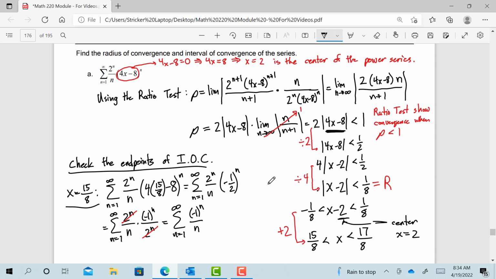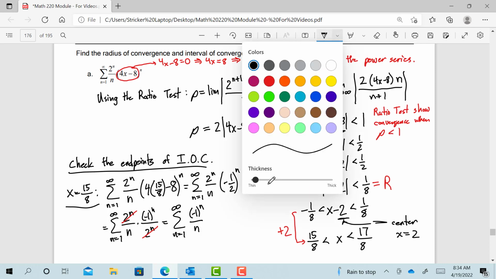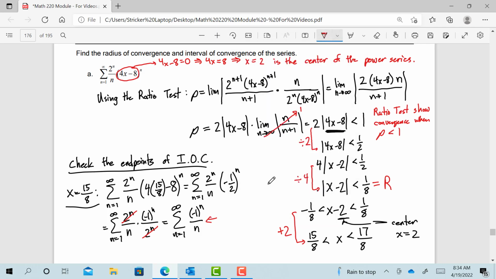Do you recognize the series here? This is one of the ones I asked you to memorize. It's almost like the harmonic series, but because of the negative 1 at the end, it alternates. So this is the alternating harmonic series. Does it converge or diverge? It converges. Very good.